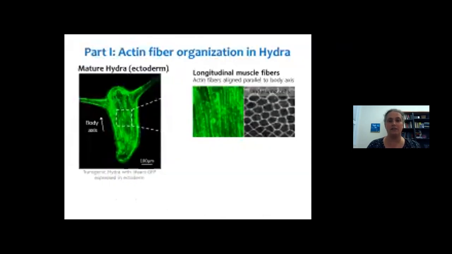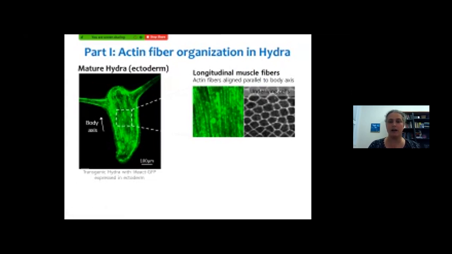The main cytoskeletal feature in Hydra are these supracellular actin fibers. Here you can see them in a transgenic Hydra expressing LifeAct-GFP. You can see that these fibers span the entire body from the foot of these animals all the way to the head. These are supracellular fibers. You can see they span multiple cells, and they're aligned in a very parallel array.